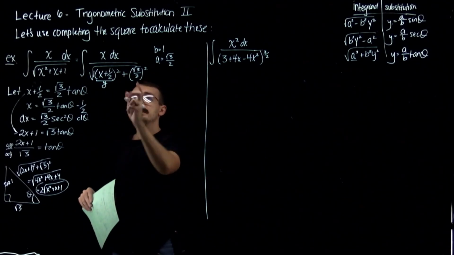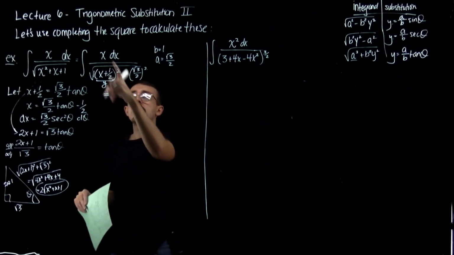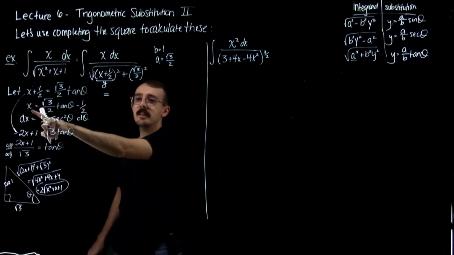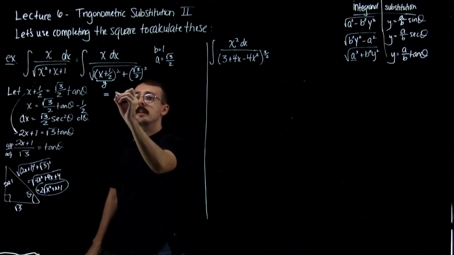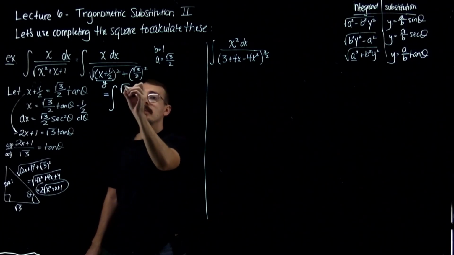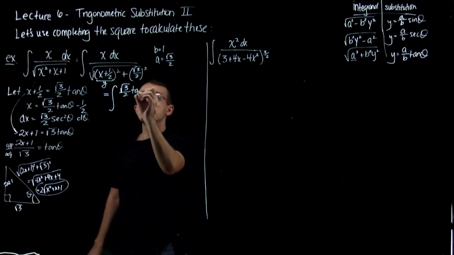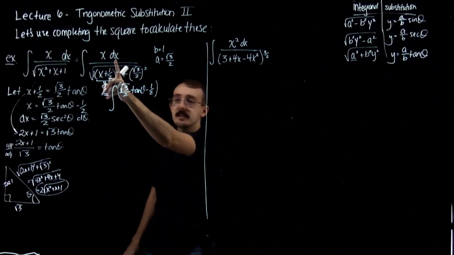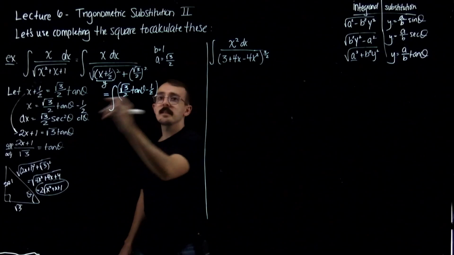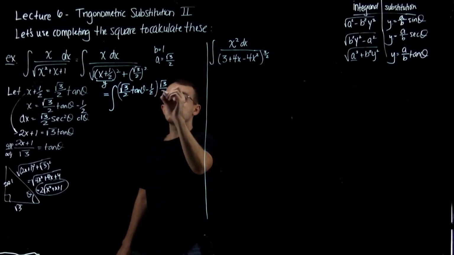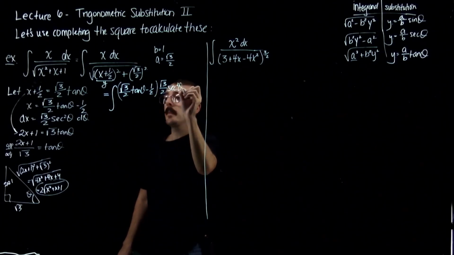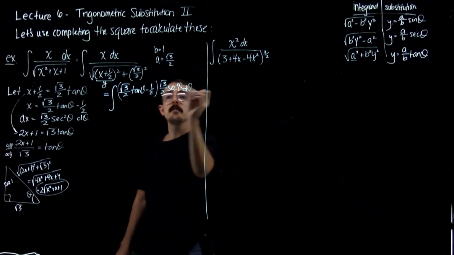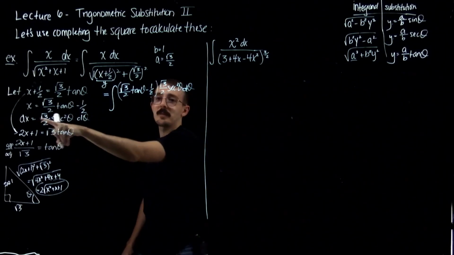Let's go ahead and continue with this. So let's make the substitution. X, right here, I have it in this second equation. X is going to be radical 3 over 2 tangent theta minus 1/2. dx, right here in the third line, is going to be radical 3 over 2 secant squared theta d theta. I'm just going from this equation right here.